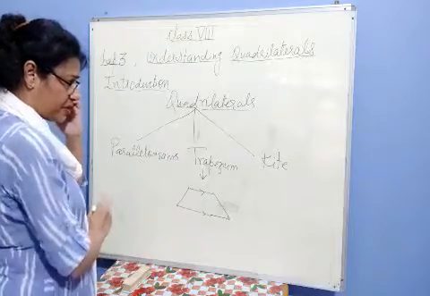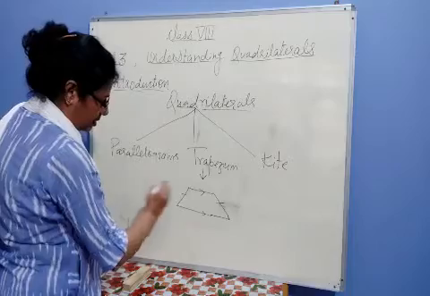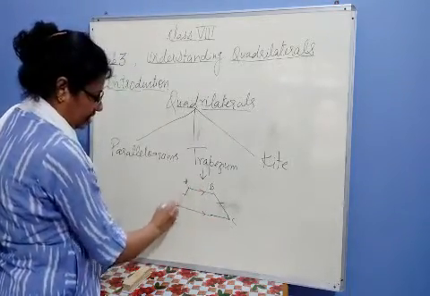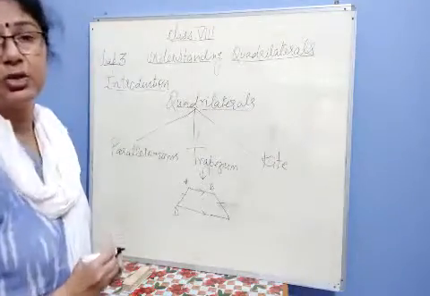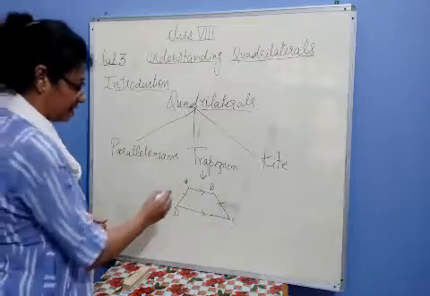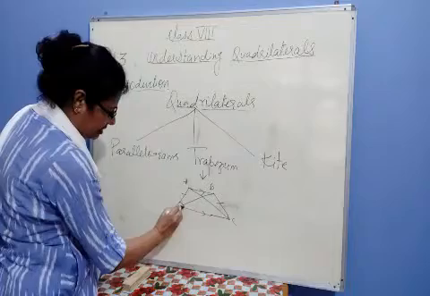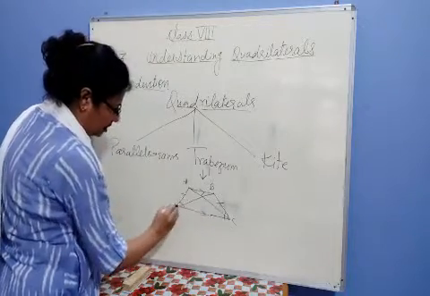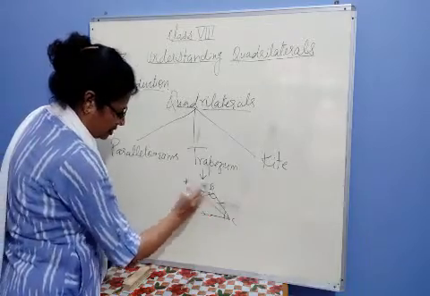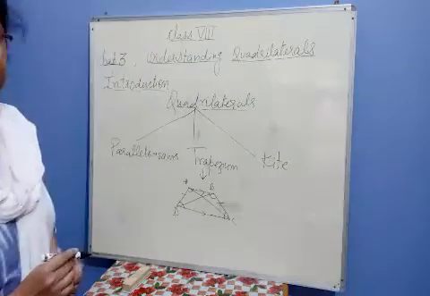Another important property of trapezium is if its non-parallel sides are equal. Like ABCD is the name of this trapezium. Then if AD is equal to BC, then it is called isosceles trapezium. In isosceles trapezium, we have a property that its diagonals are equal and its base angles are always equal. Means angle D is equal to angle C. Similarly, angle A is also equal to angle B. So these are the properties of trapezium.